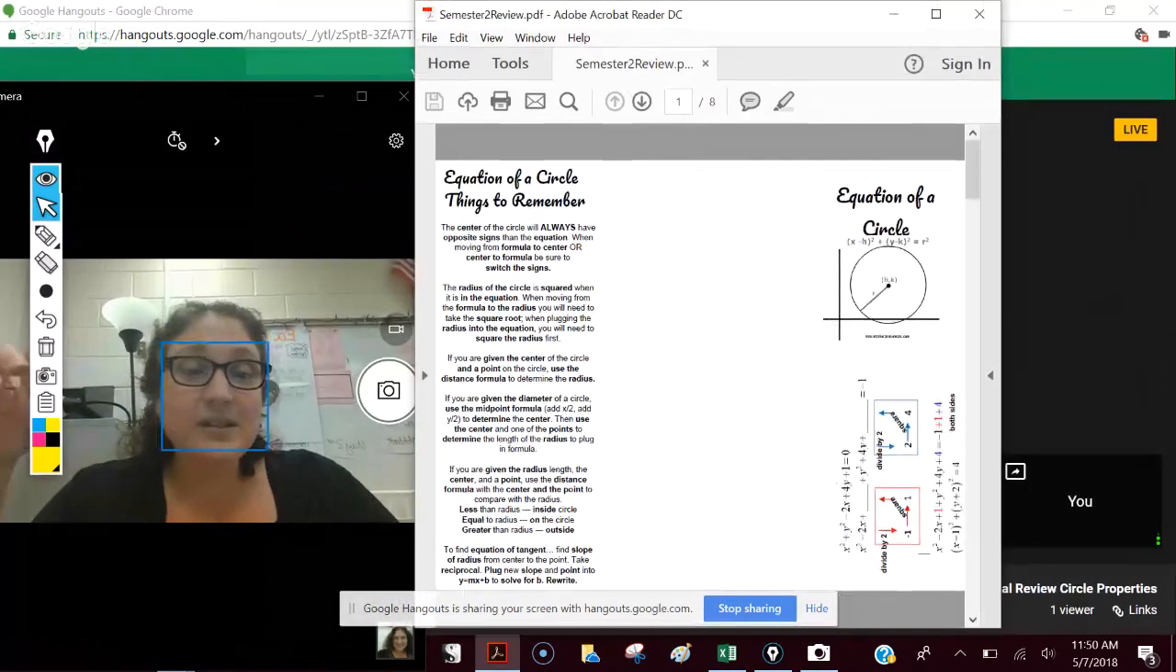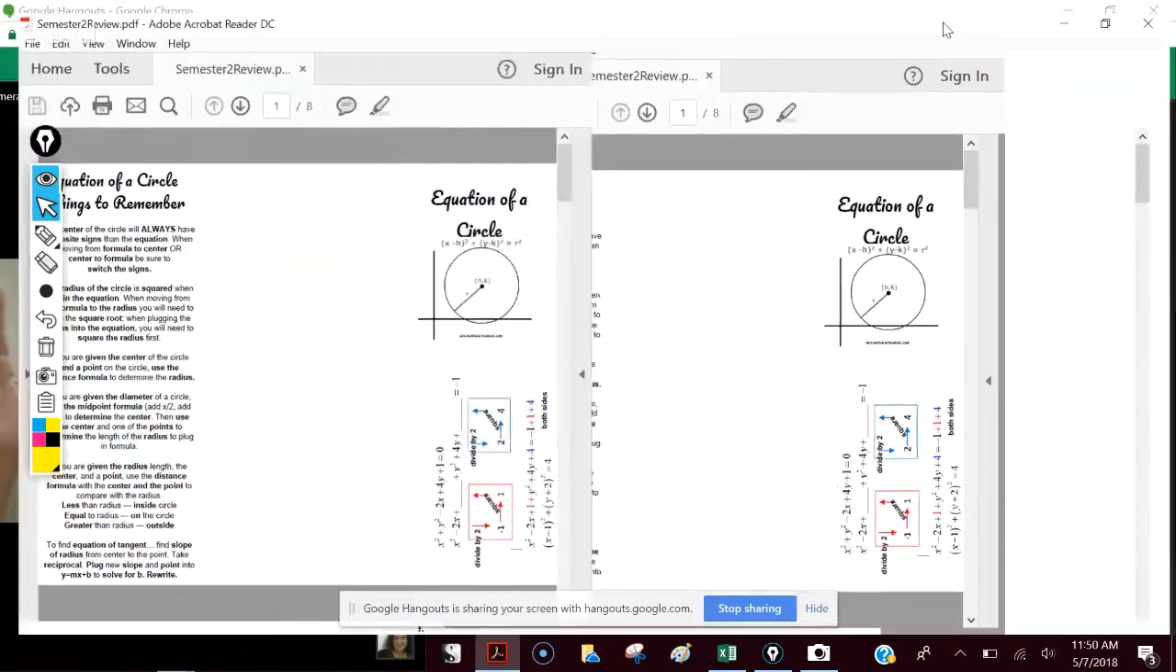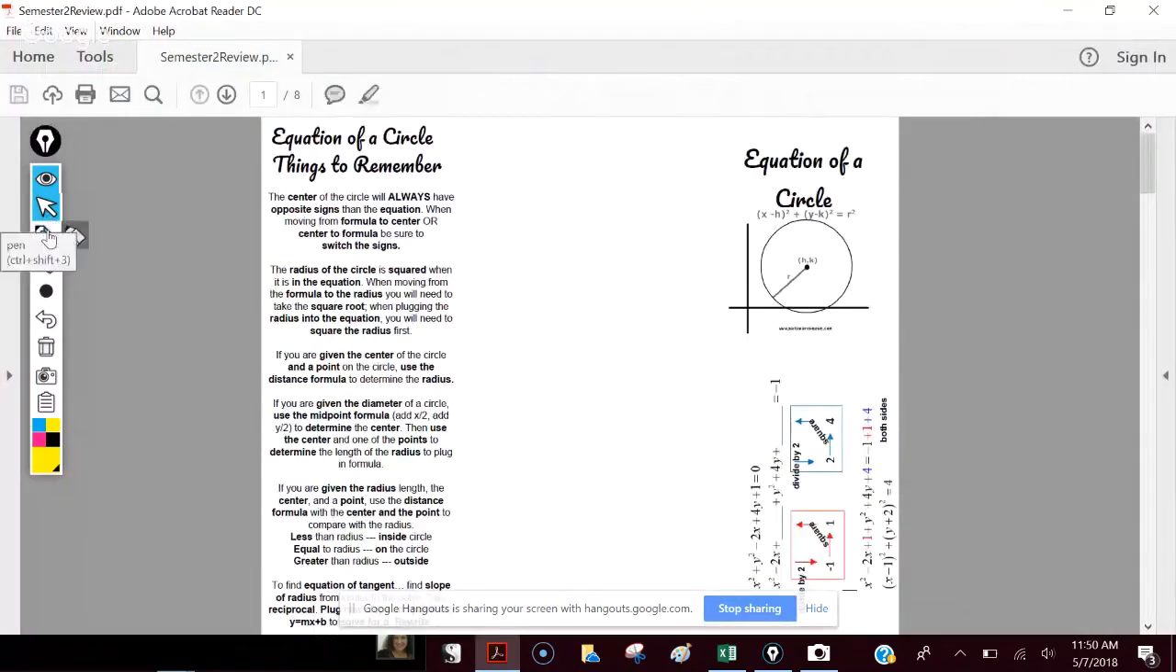First things first, whenever you have your circle, let's take a look at some of the highlights. The center of the circle is always going to have opposite signs. The formula takes the opposite sign of the center. So for example, if you have 3 and 5 inside the equation, it would be -3 and -5. Whenever you go from the formula to the center, you have to make sure that you remember to switch the signs.